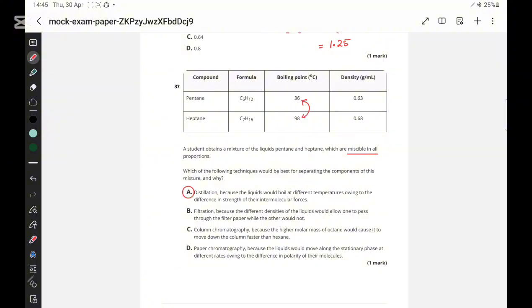Because whenever we have a difference in boiling point and the liquids are miscible into each other, meaning completely mixed into each other, then they are going to be separated in the process of distillation only.